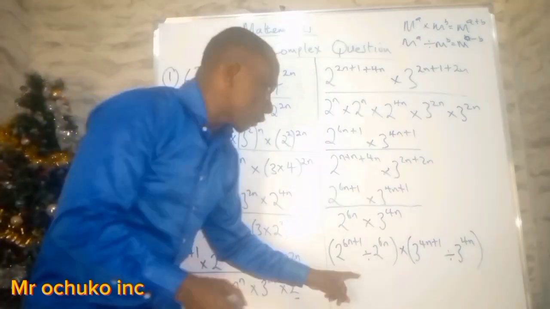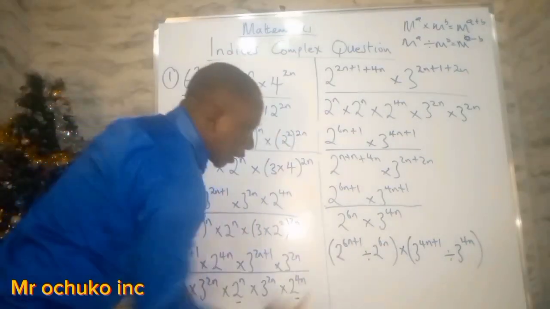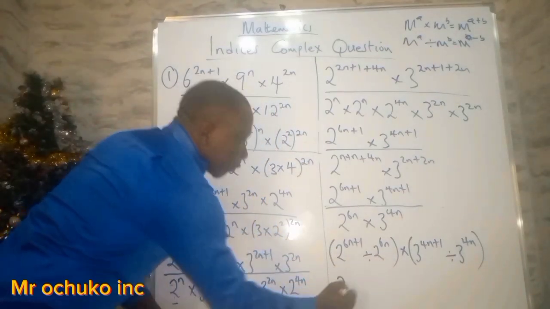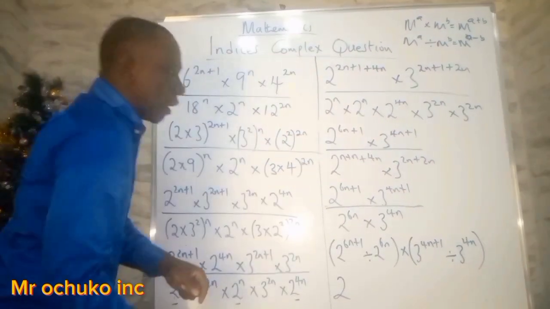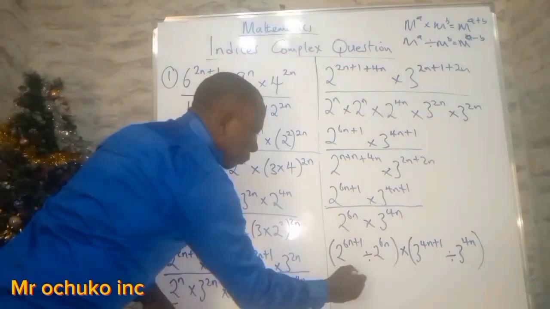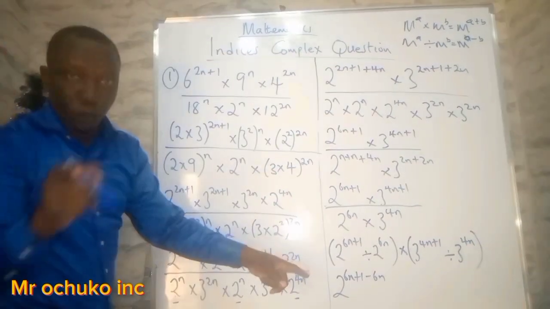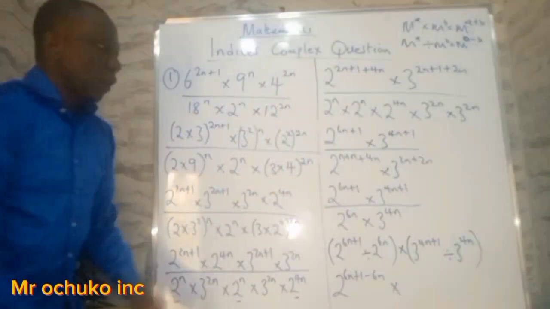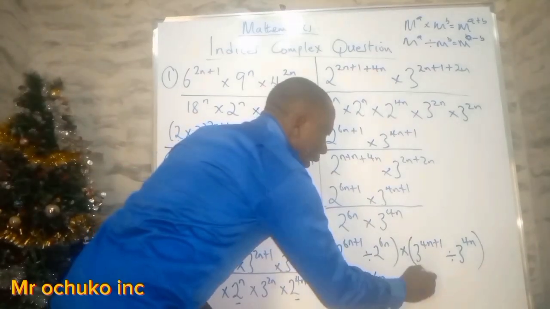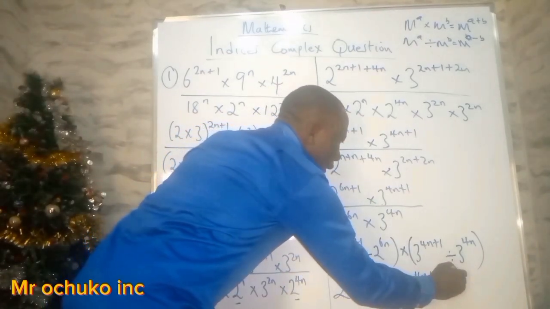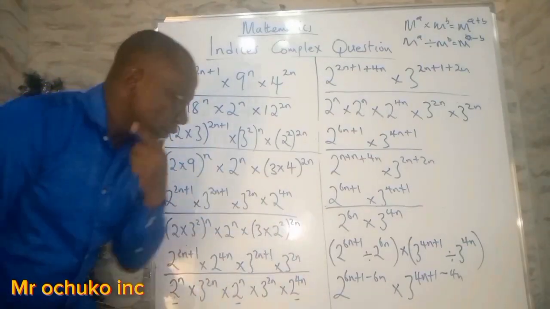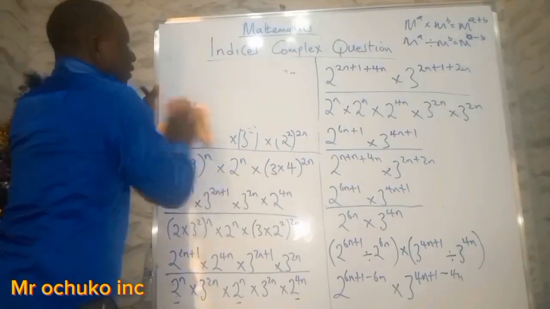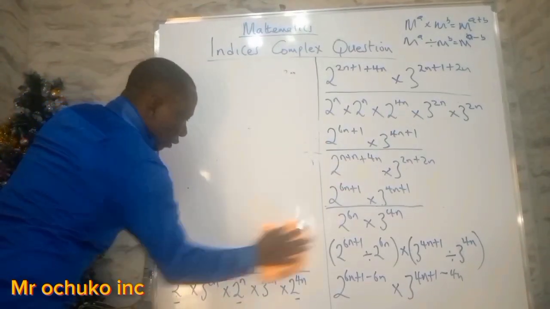Let's solve it. What can I have there now? They are the same, common base. So I'm going to have 2 raised to power, and I'm going to subtract the powers: 6n plus 1 minus 6n. Then let's look at this other side. What do we have there? 3 raised to power 4n plus 1 minus 4n. We are moving. So we can solve that. Please, let's complete the work at this side.